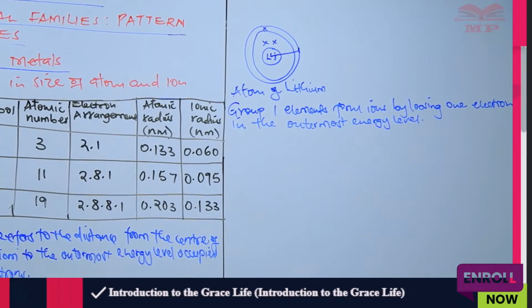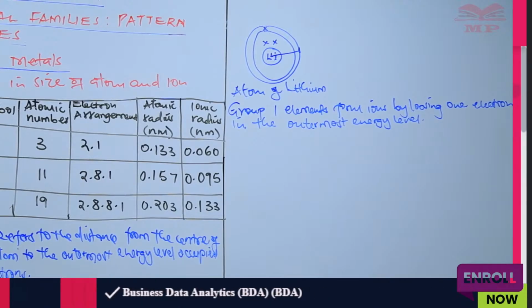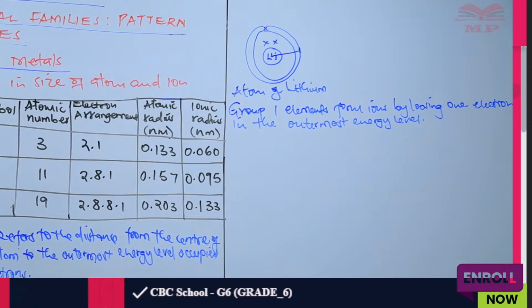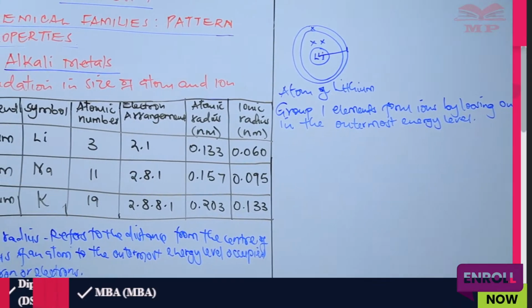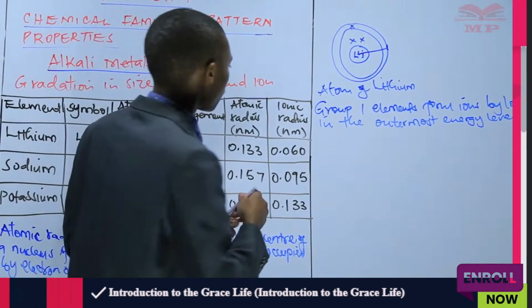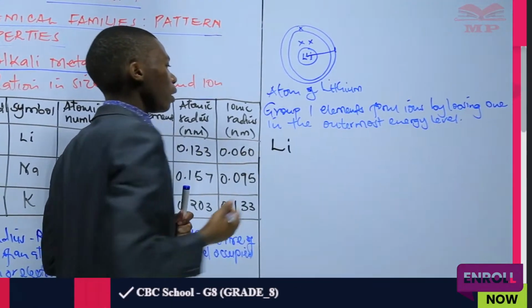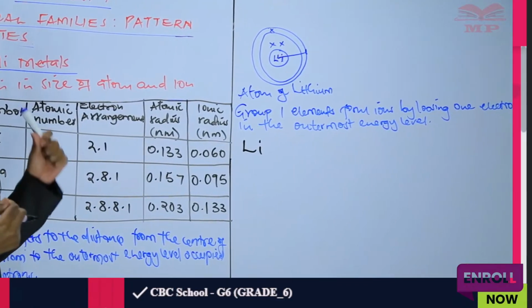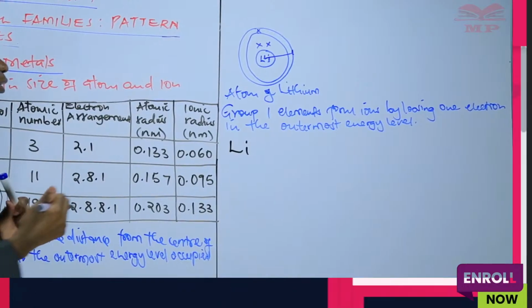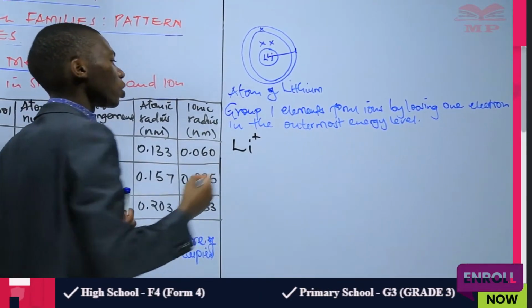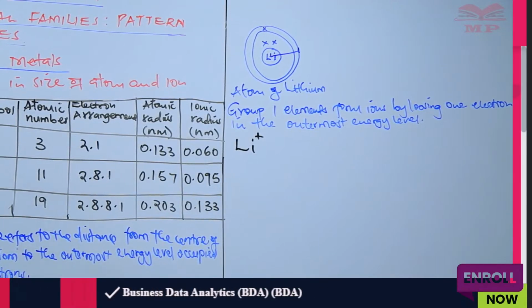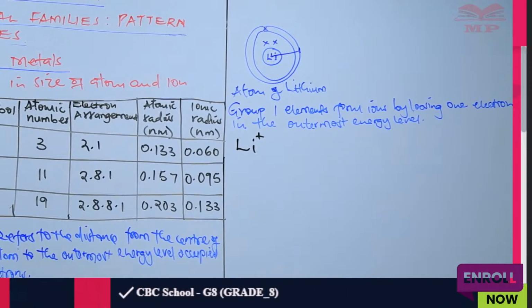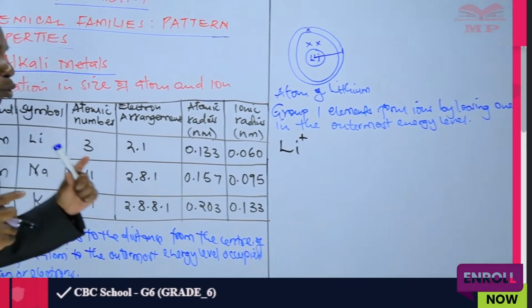Therefore, they form ions by losing electrons in the outermost energy level, and they become ions. And when they become ions, the number of energy levels is going to reduce. So they are going to be like this. So lithium is an atom. When lithium loses one electron in the outermost energy level, it will be positively charged. The reason why it is positively charged is because it now has more protons than electrons.